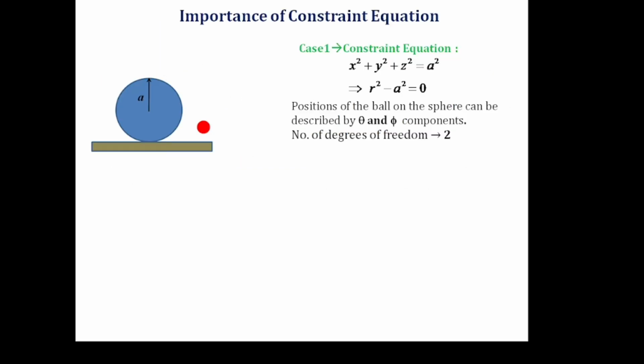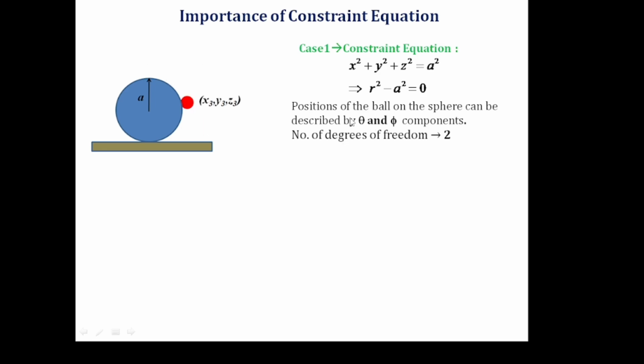Now in this first case, the constraint equation is, that is the ball is moving in this direction, so r square minus a square is equal to 0. So here for spherical polar coordinates we know that xyz corresponds to r, theta, phi. So here r is in the constraint equation. So the position of the ball or the sphere can be described by only theta and phi.